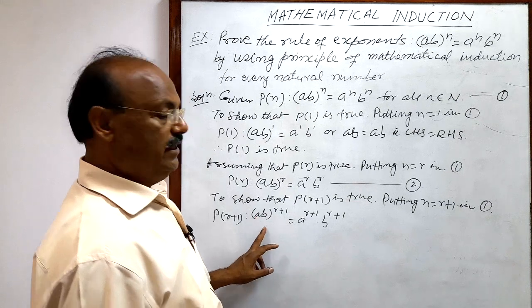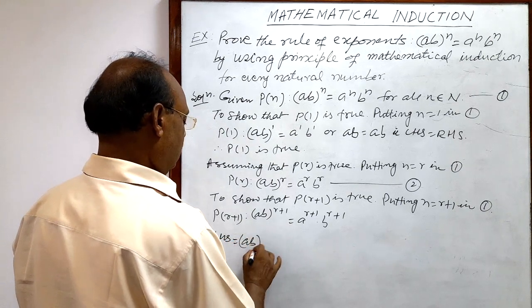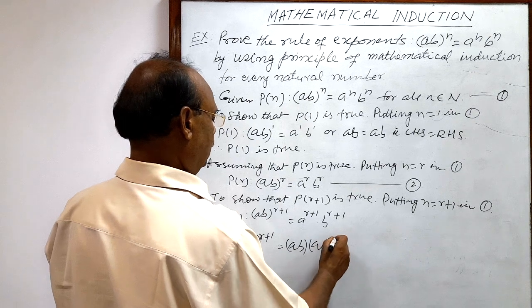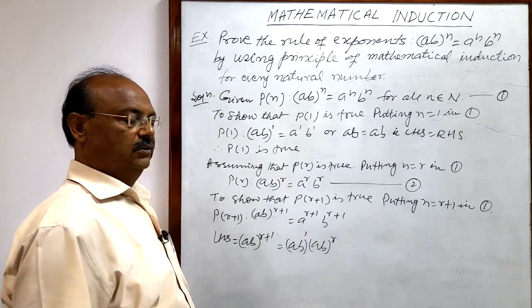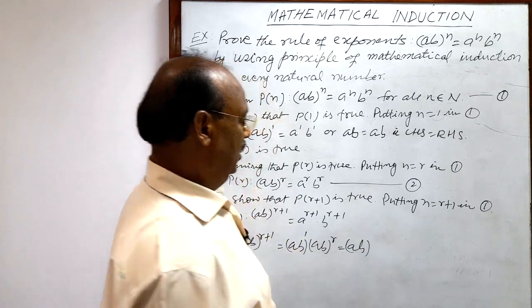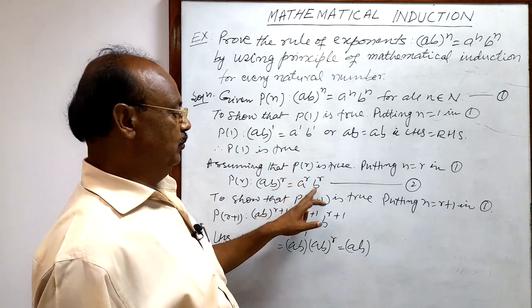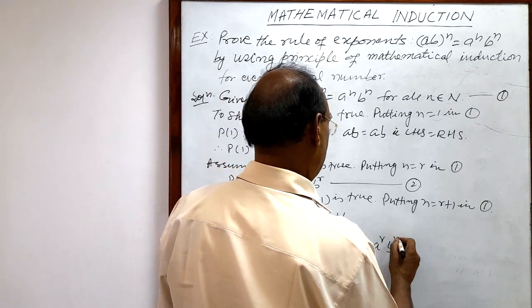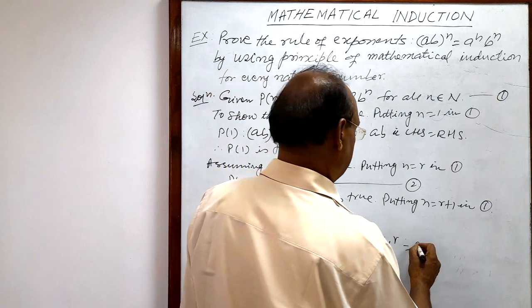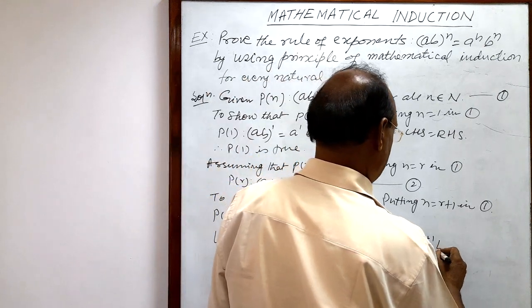We will start with the left hand side and come to the right hand side. So here LHS is (ab) whole to the power r plus 1, and this can be written as ab into (ab) whole to the power r, because the exponent is 1. By relation number 2, (ab) whole to the power r is a to the power r into b to the power r. So this is ab into a to the power r, b to the power r. Here a to the power r into a is a to the power r plus 1, and similarly b to the power r into b is b to the power r plus 1.